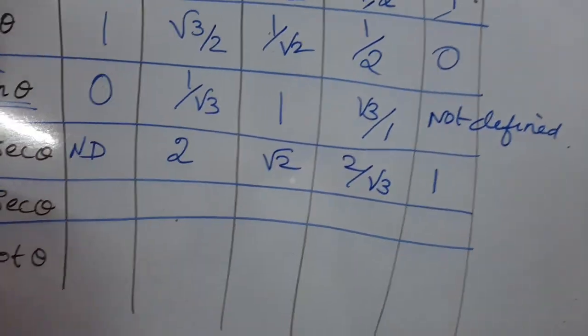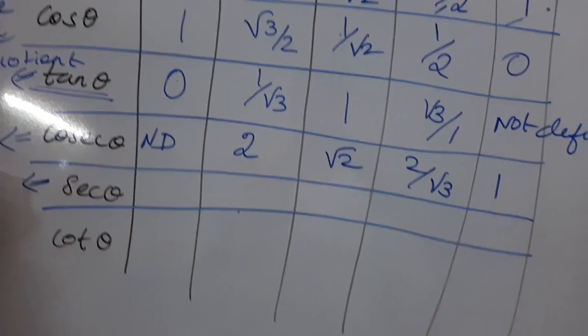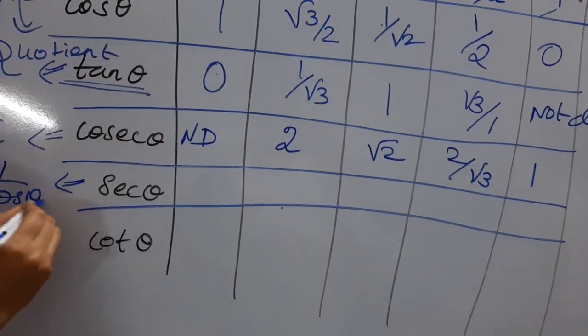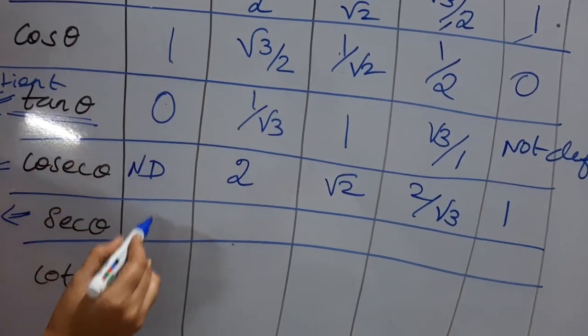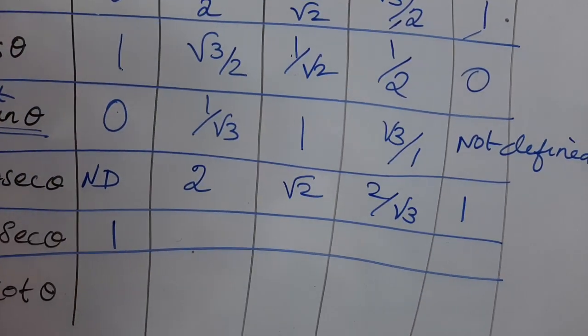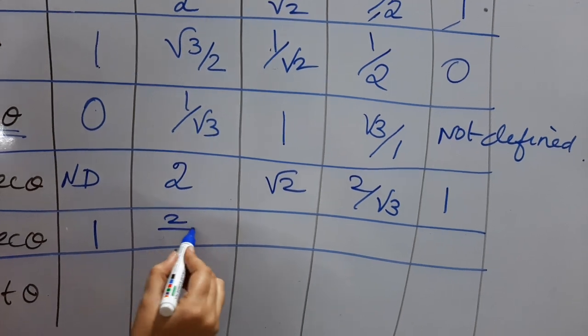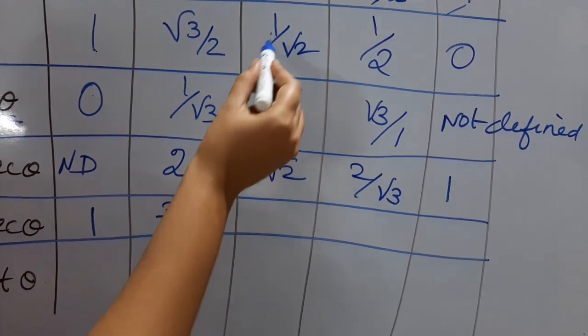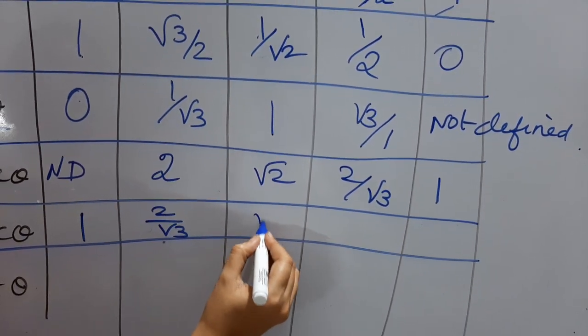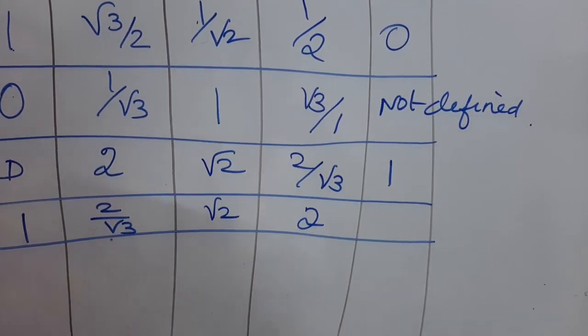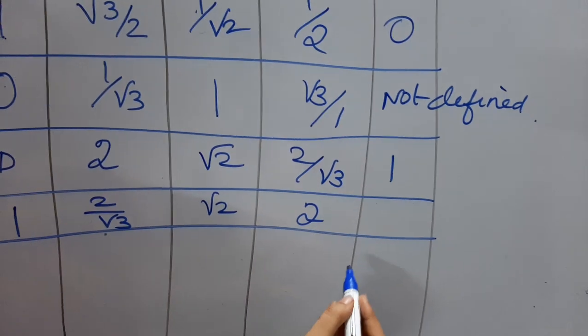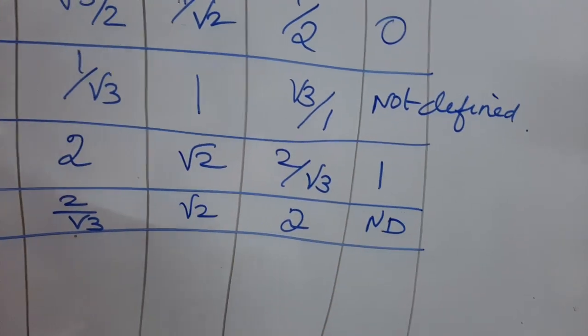And in the previous video, we learned that secant theta is the reciprocal of cos. So secant theta value is reciprocal of cos. 1 by 1, 1. 1 by root 3 by 2, 2 by root 3. 1 by root 2 reciprocal is root 2. Reciprocal of 1 by 2 is 2. And 1 by 0 is not defined.